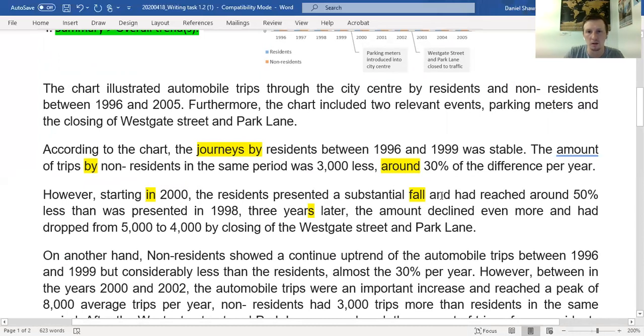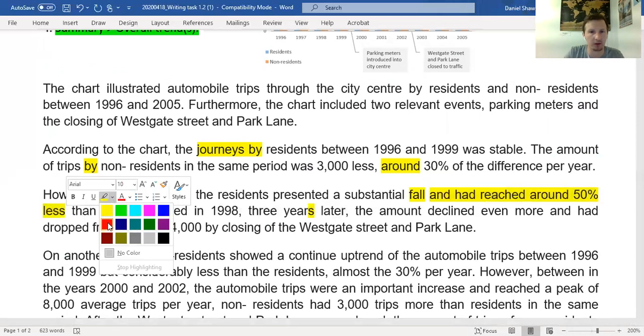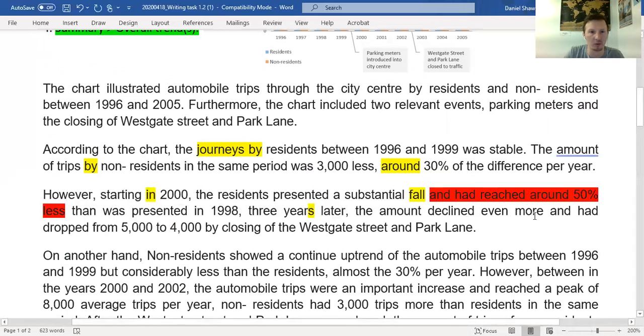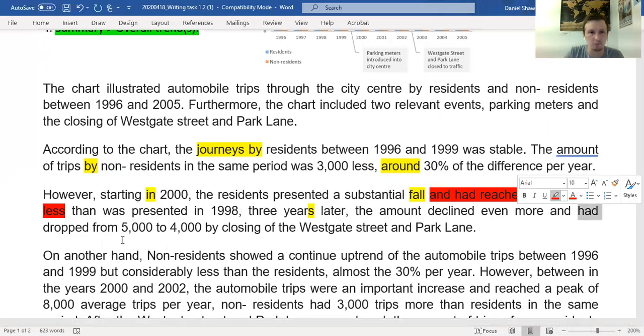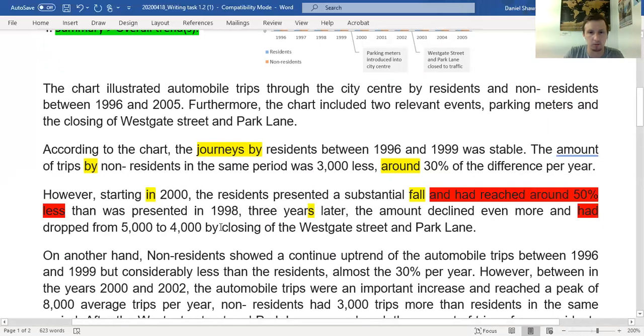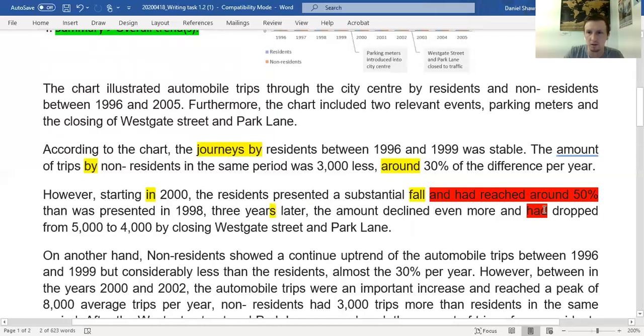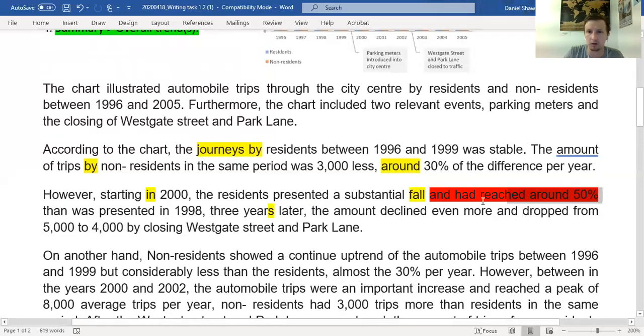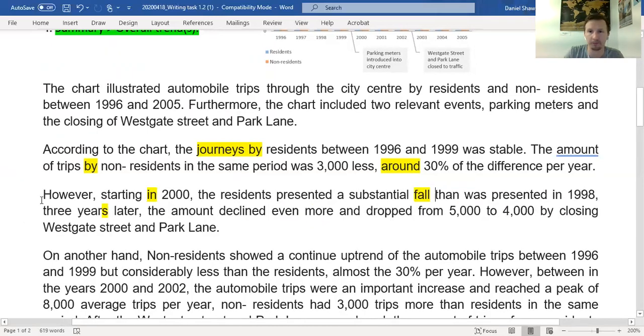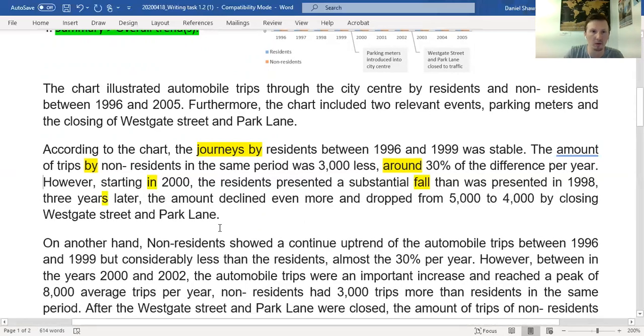So here, a substantial fall, we've already said it. We don't need to say less again. So again, we'll put this in red for now. The amount declined even more and had, so we don't need to say had either. Dropped from 5,000 to 4,000 by closing Westgate Street and Park Lane. Again, we can take this out. So let's do that. Let's just take out these words and phrases that are not needed. And hopefully we can see a much clearer paragraph now.